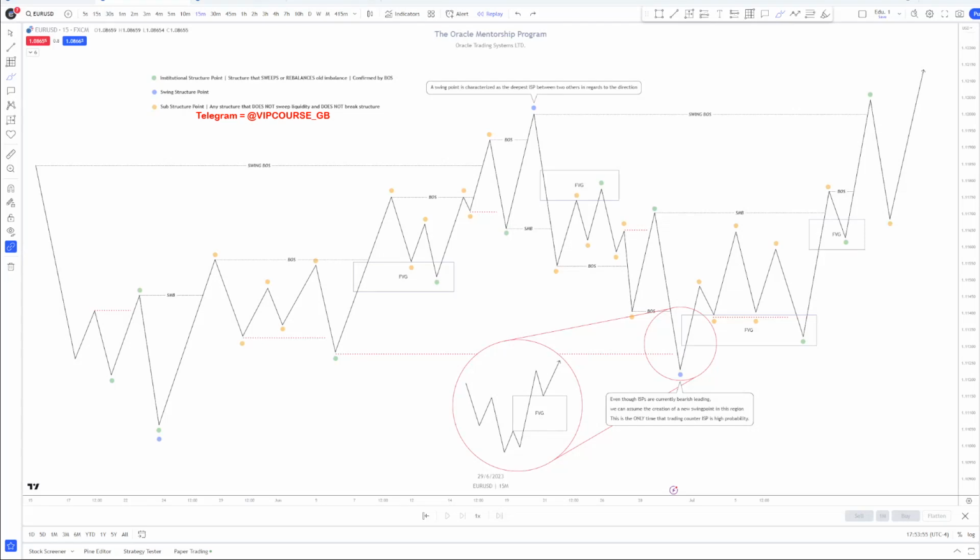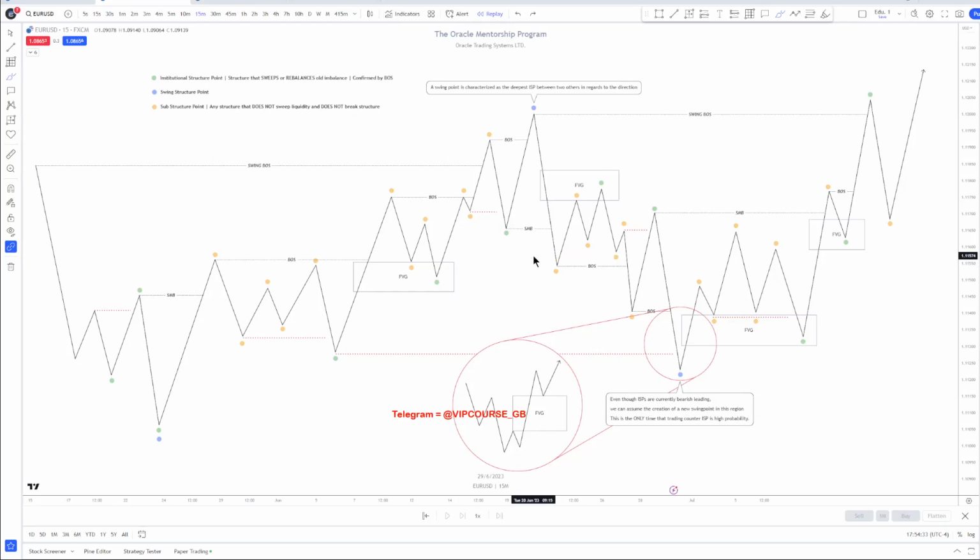Now that we are finished identifying or classifying what these structure points are, and we understand how to delineate them on the chart and how they form, what their creation process is, we then talk about the SMB. So the SMB, as you can see here, here, and here, represent a change of trend, or a change of institutional order flow.